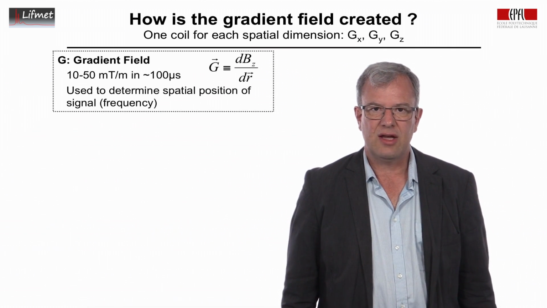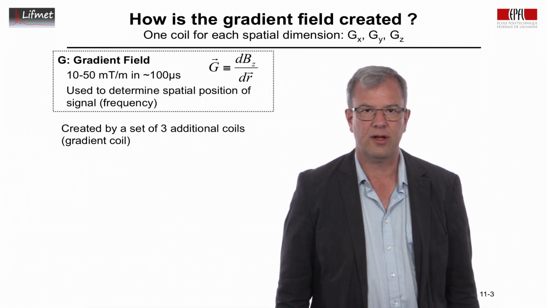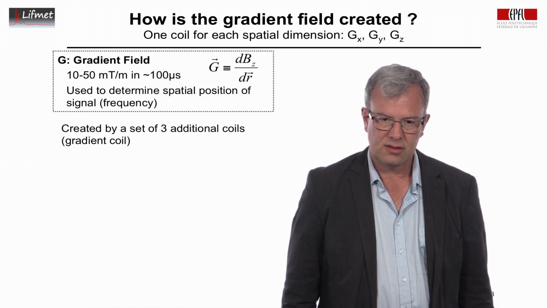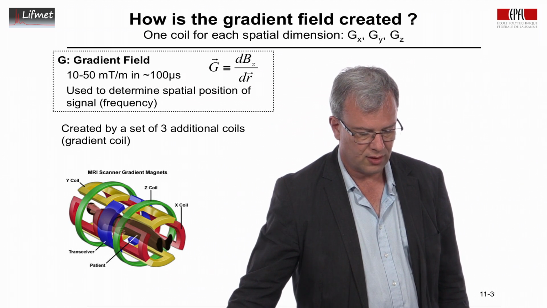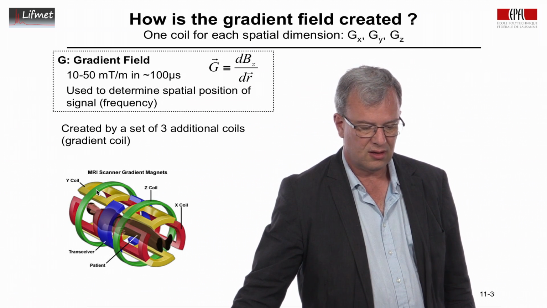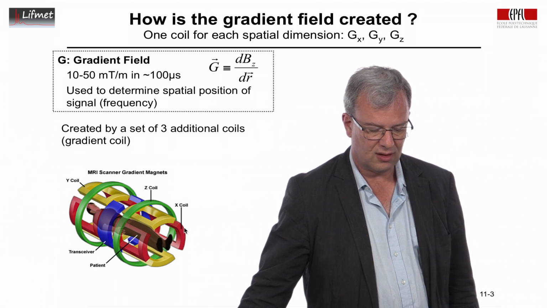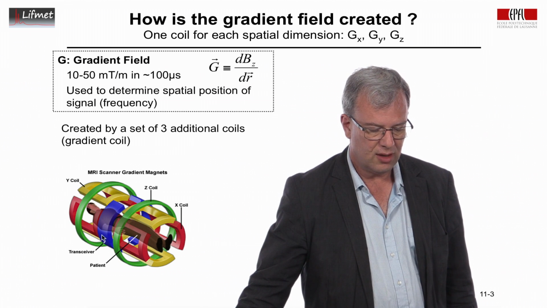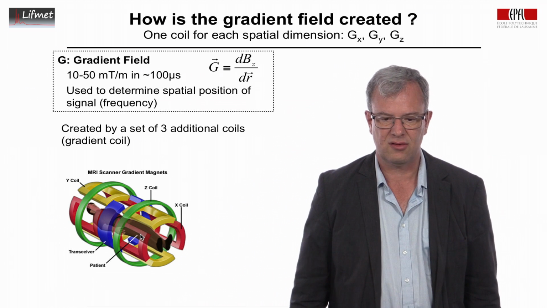So how is this gradient field generated? It is actually generated by a set of 3 additional coils, the so-called gradient coil. These 3 additional coils are put into 1 additional coil, and that's the gradient coil. What we have here in green is the Z coil that produces the linear field in Z. In red, a linear variation of BZ along X, and in yellow along Y.